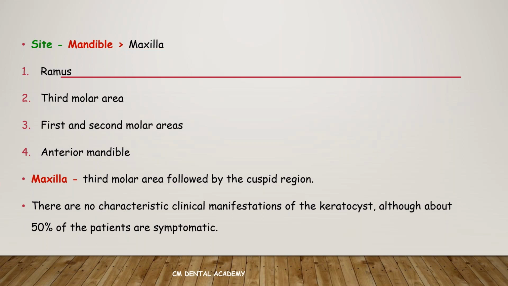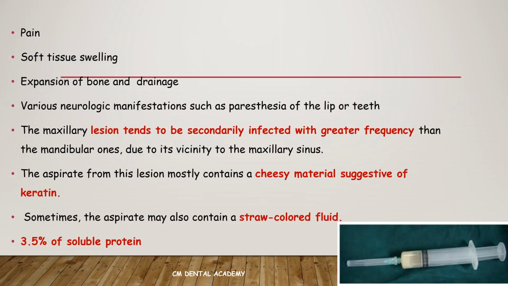There are no characteristic clinical manifestations of the keratocyst, no particular manifestations that the patient will complain of. Only 50% of the patients are symptomatic. They complain of pain, soft tissue swelling, expansion of bone and drainage, and various neurologic manifestations such as paresthesia of lips and teeth. Maxillary lesions have a tendency for secondary infection compared to mandibular lesions because of their close proximity to the maxillary sinus.